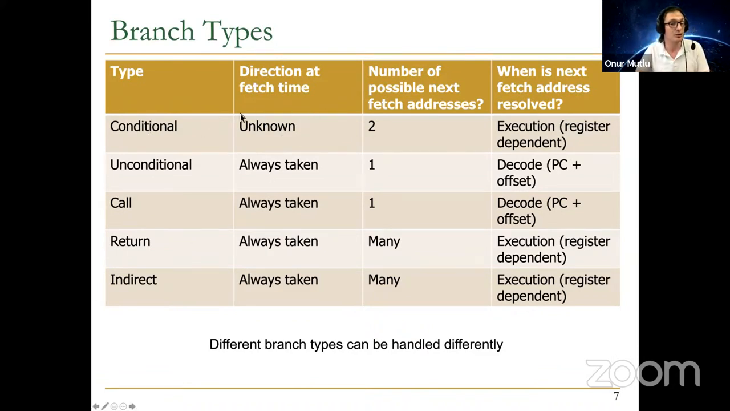A branch equal is a conditional branch. Direction at fetch time is unknown, and that's a problem. You don't know whether you should be going to the taken path or the not taken path, and there are two possible next fetch addresses. The next fetch address is resolved at the execution stage. So this is register dependent usually, depending on the addressing mode, of course, but the tough ones are register dependent. And these are the ones that we're going to deal with a lot in this lecture.